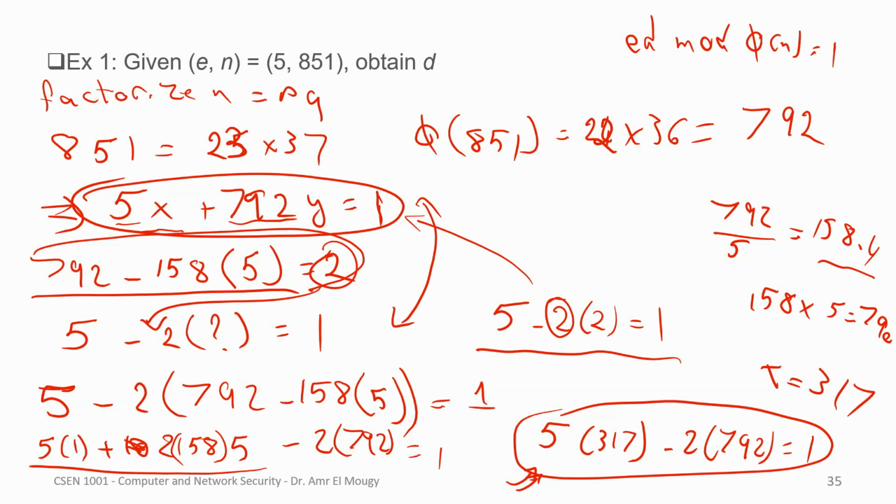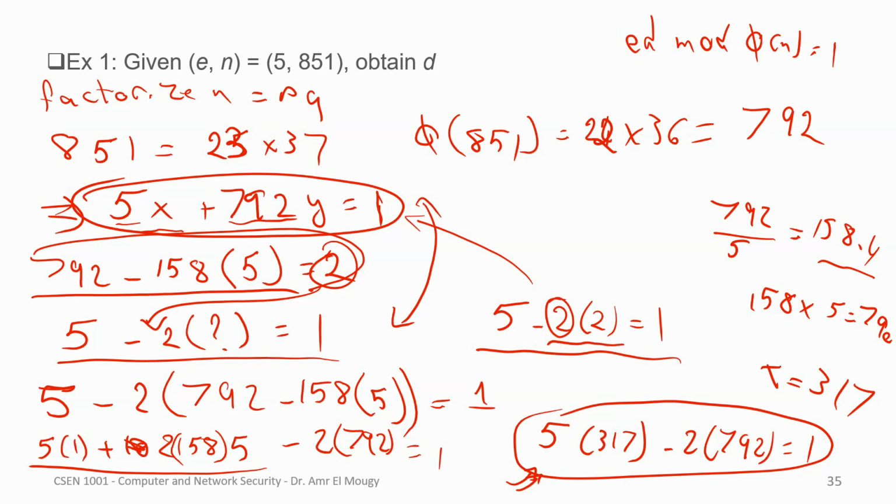First, we divided 792 by 5. You get obviously a number that is not an integer, so you get 158 point 4. Take 158 and multiply it by 5. This is 790. So 792 minus 158 by 5 is equal to 2. And then you write this equation. You take 5 and you ask yourself, 5 minus this remainder 2, the result of this subtraction, 2 multiplied by what will give us 1. So 5 minus 2 multiplied by 2 will give you 1.